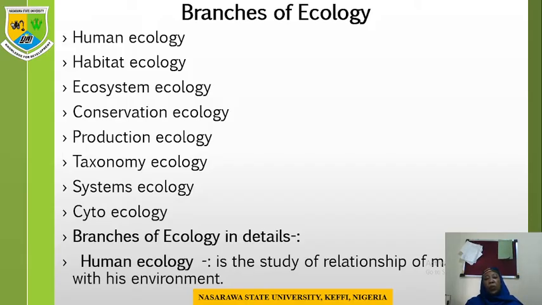So the next thing is the branches of ecology. We have about 8 branches of ecology here. We have human ecology, habitat ecology, ecosystem ecology, conservation ecology, production ecology, taxonomic ecology, system ecology, and cytoecology. So, the branches of ecology in detail.